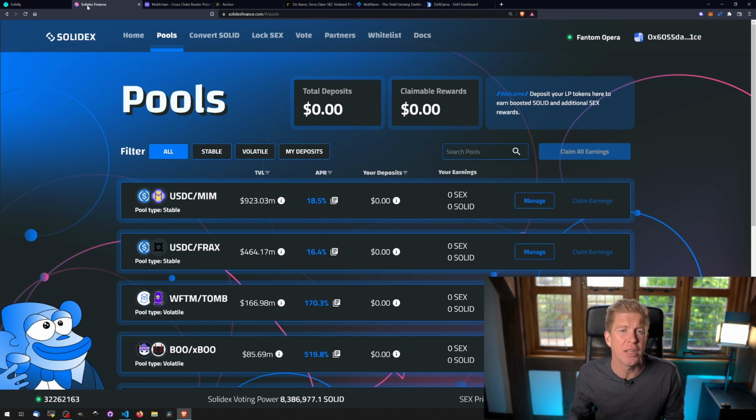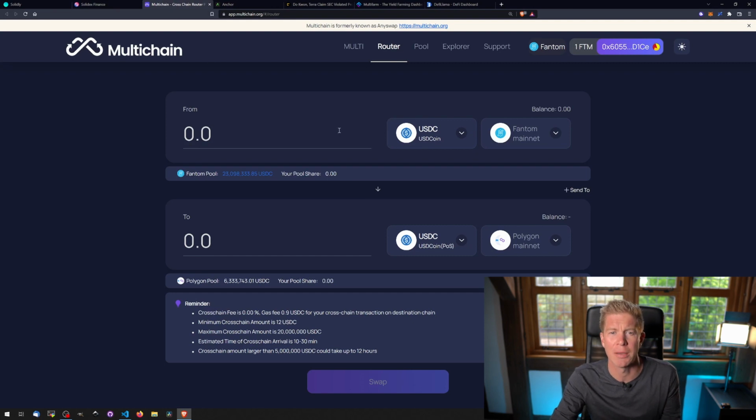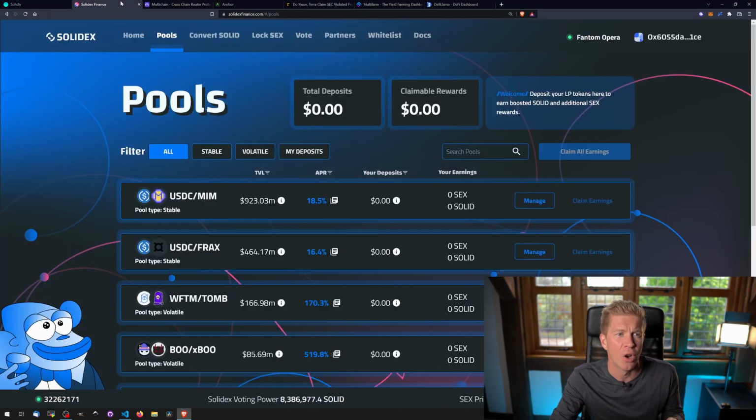Currently, Solidly is only deployed on the Fantom mainnet, and that means we need to transfer funds using a cross-chain bridge like Multichain to transfer funds from Polygon or Ethereum into Fantom so then we can use them either directly on Solidly or on Solidex Finance to earn rewards.